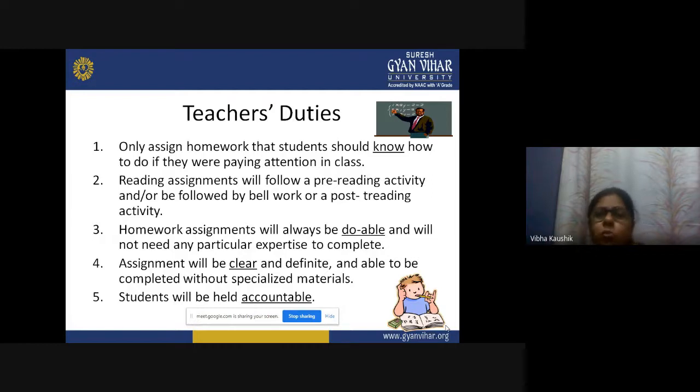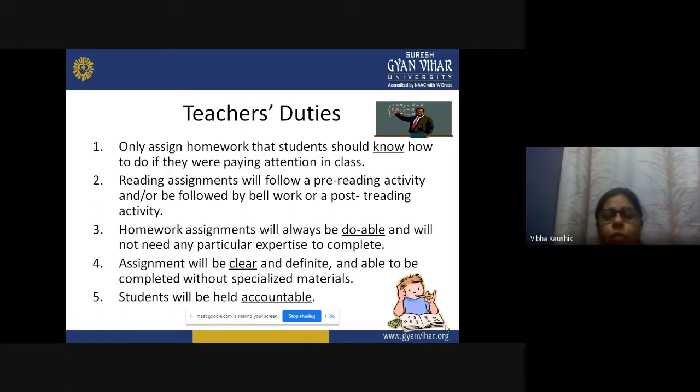Means the student must have some prior knowledge regarding the topic which we have given them, to do the work or to complete the task. How to do it? They must know what the concept is and how they have to do that particular assignment. If they were paying attention in the class, they must know what the concept is and how they have to do it.